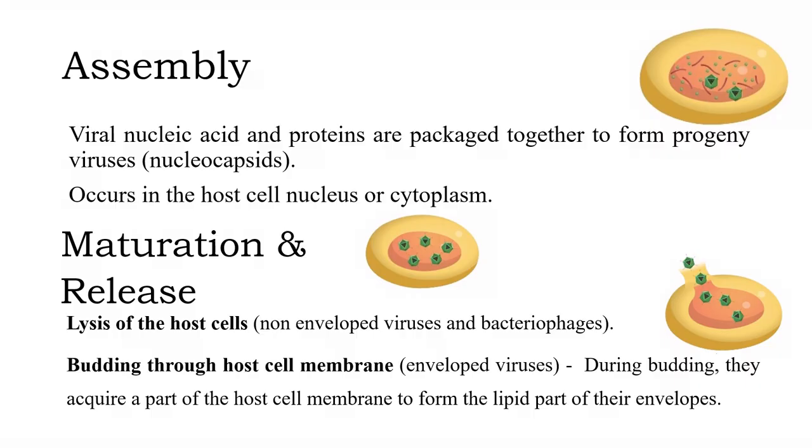Then comes maturation and release. Here there are two types. One type is where the host cell is completely lysed and the complete viruses are pushed out. The next form, which is a more efficient format, is budding through the host cell membrane. Slowly, as the viruses come out, they take up the lipid part of the host cell and spread into the environment to go and attach themselves to the next host cell.